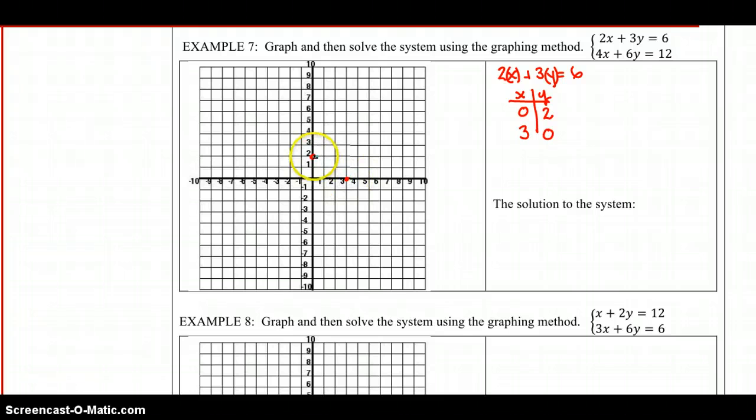To get from one point to the other, we went down 2 and to the right 3. And we have a constant rate of change for linear functions, so we can keep using that same slope over and over to get some more points to graph our line. Now we've got a bunch of points, and so now we're just going to connect those points with a straight line.